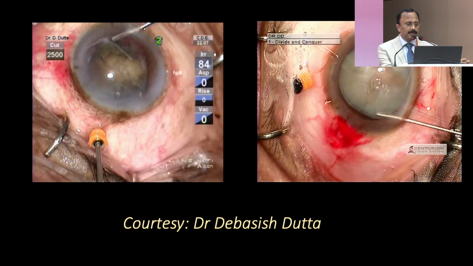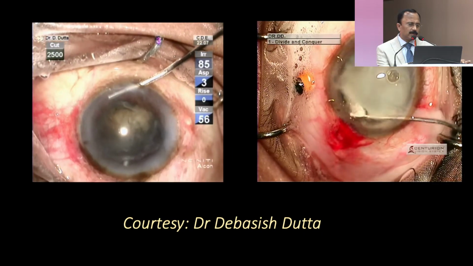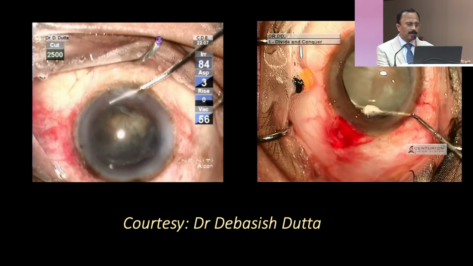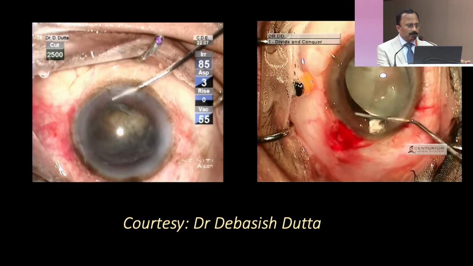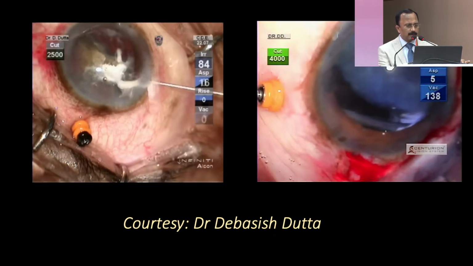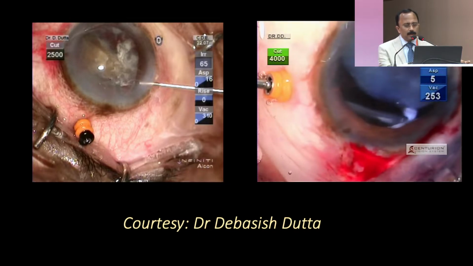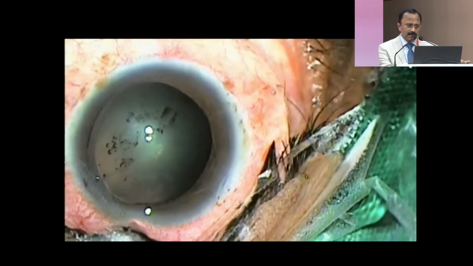This video is courtesy Dr. Devashish Datta, my good friend, and he has very elegantly shown that you can stain the vitreous with triamcinolone and then go through the pars plana route and do a vitrectomy properly, and then once we do a pars plana route vitrectomy, we clear off all the vitreous in the AC and then go ahead with the procedure as we have just discussed.